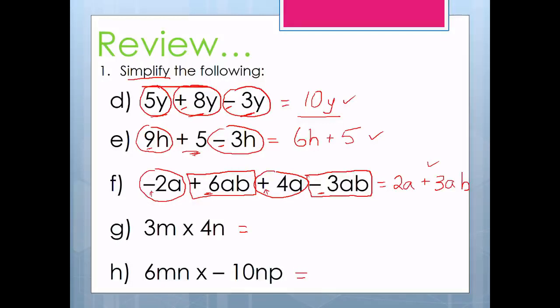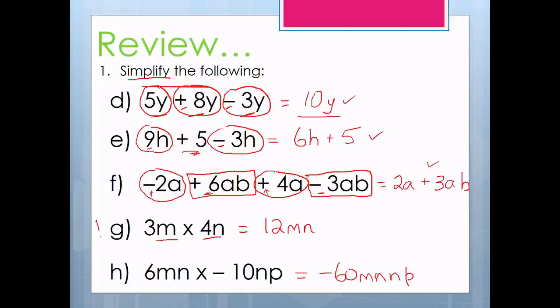come to expanding. We are multiplying algebraic terms, and the good thing is that we can multiply any algebraic terms together. So something like 3m times 4n, hopefully you started by going 3 times 4 is 12, and then we just start listing out the letters. M times n is mn, so 3m times 4n is 12mn. For the last one down here, 6mn multiplied by negative 10np, well, 6 times negative 10 is negative 60. And we've got mn times np, so we could list it out as mnnp.